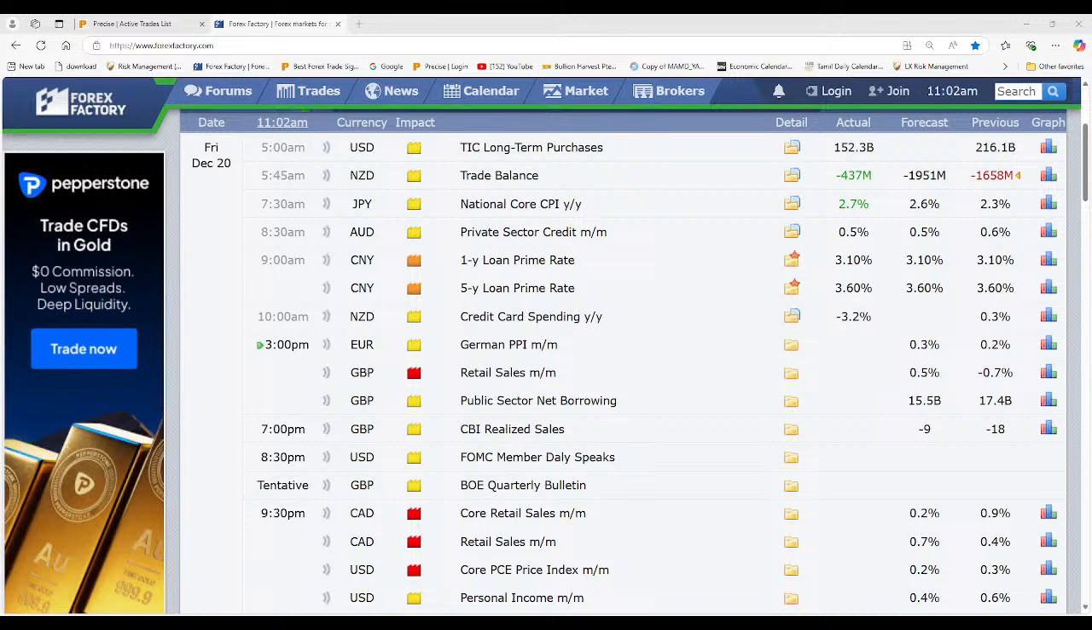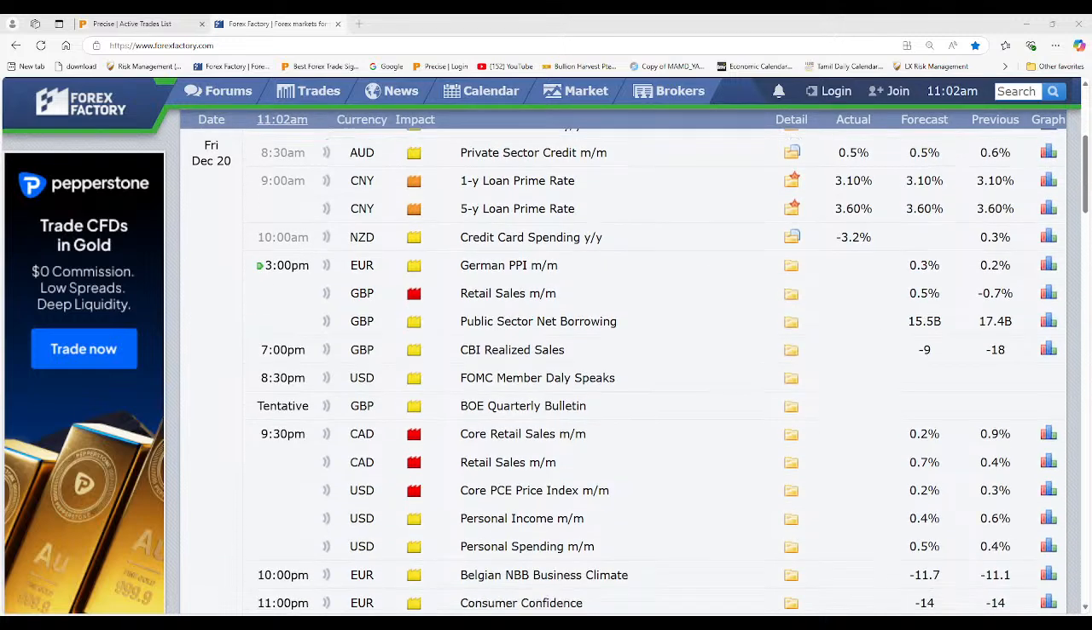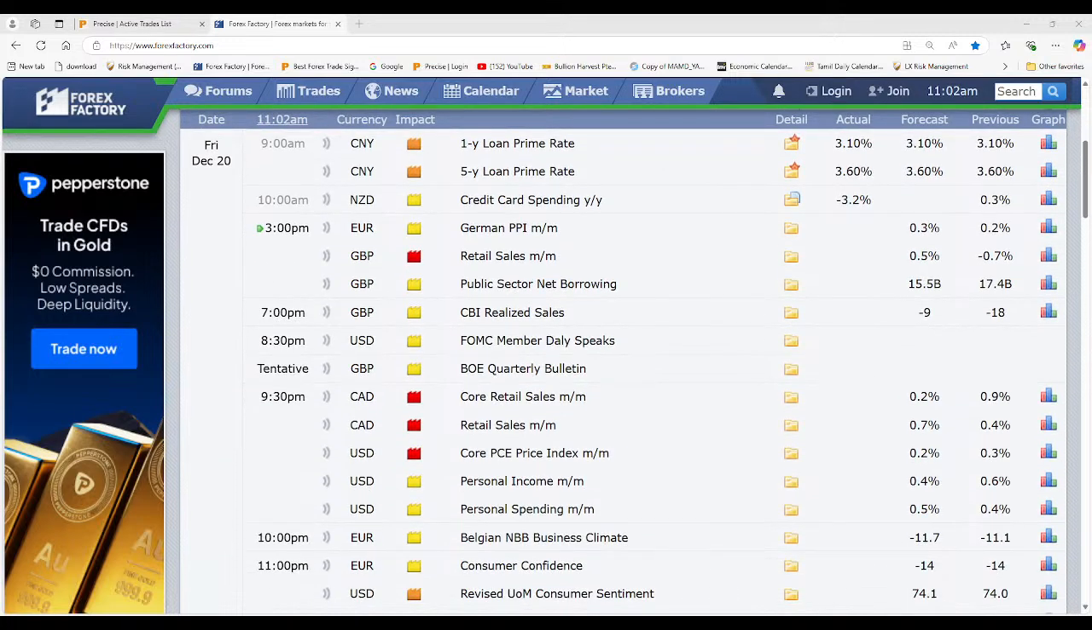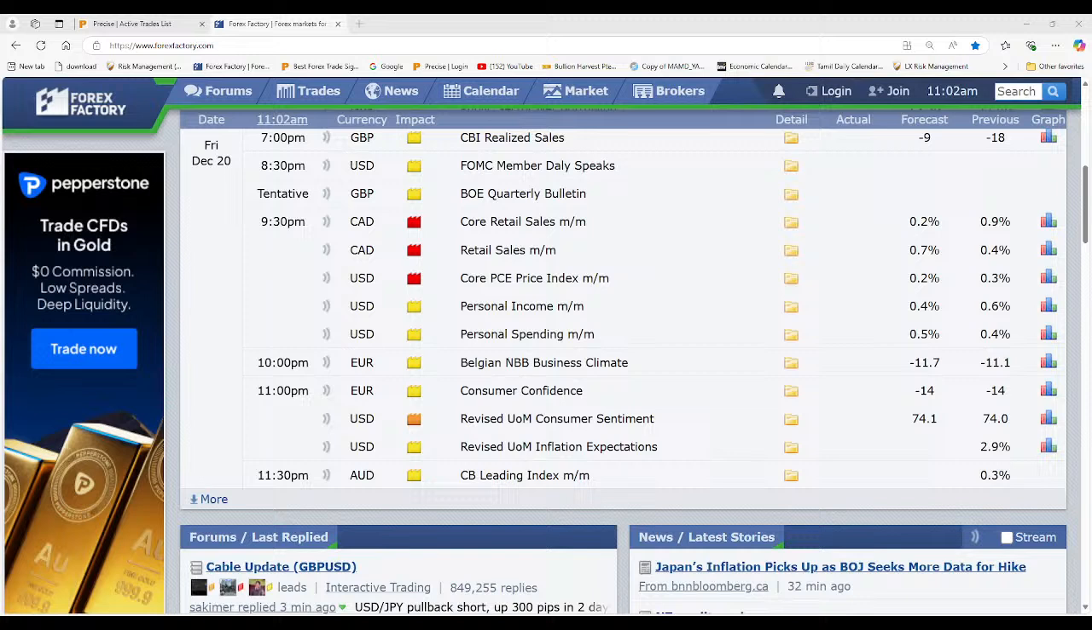The key data that is going to be out tonight is GBP retail sales, which is going to be out at 1500 hours. Then at 21:30 we have Canadian core retail sales and retail sales month on month, followed by US core PCE price index, and at 2300 hours we have revised UoM consumer sentiment. So these are the data that is going to be out tonight.